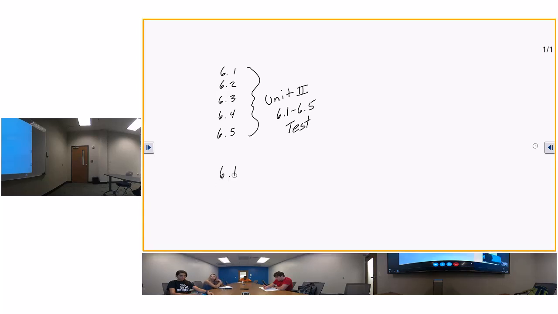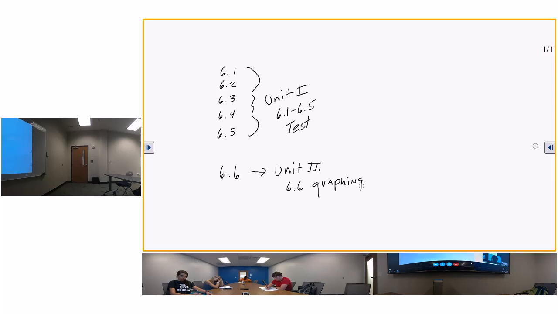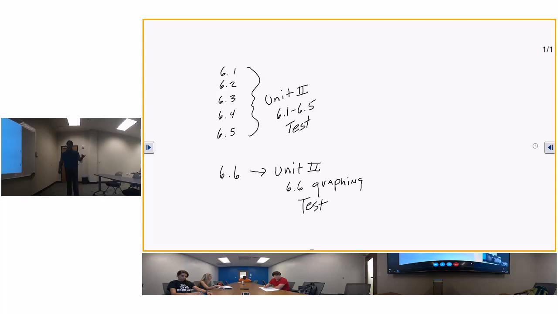And it'll be 6.6, and it'll be called Unit 2, 6.6 graphing, and then it'll say test. So when you finish that test, you'll have 3 tests. You'll have the Unit 1 test, the Unit 2 6.1 through 6.5 test, and then the Unit 2 6.6 test. So there'll be 3 grades in your test bank, and then your homework grade.